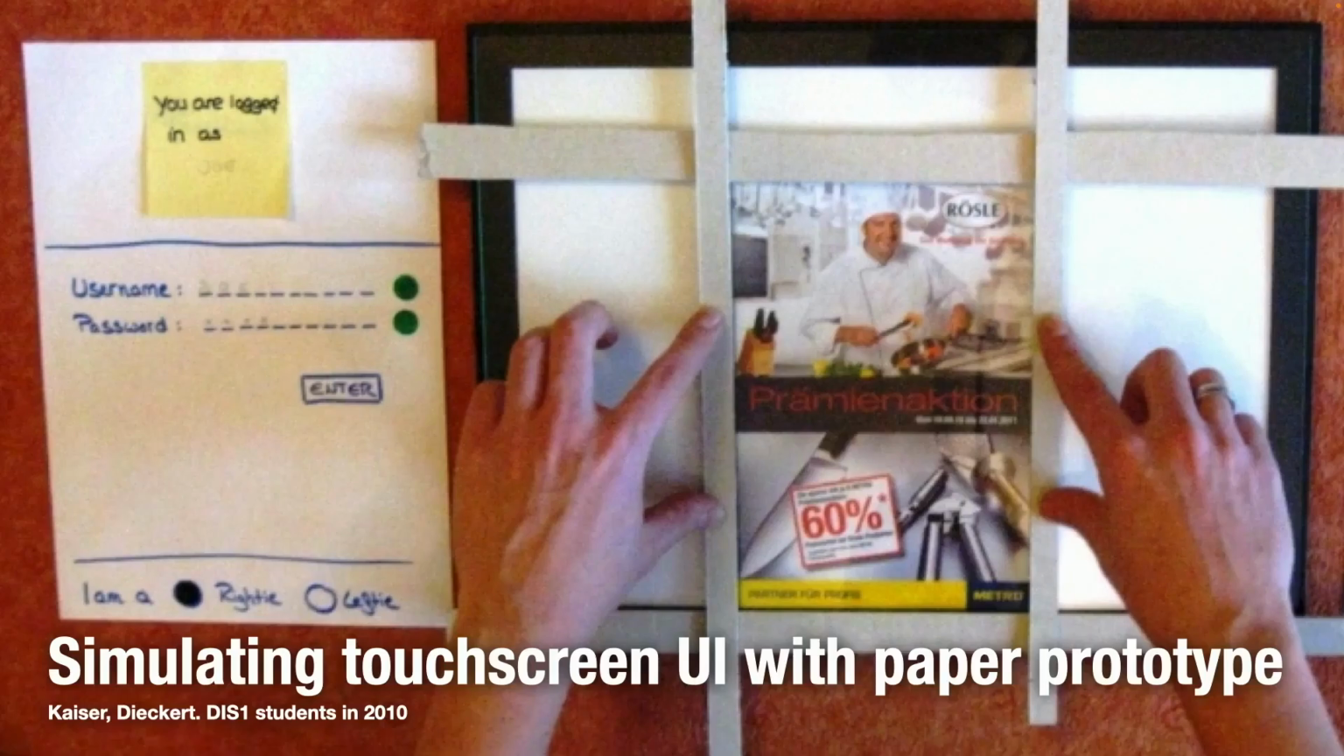Here's another one, also taken from DIS students, that was simulating a touchscreen UI with a paper prototype. The idea here was a user interface for a copy machine that would allow the user to manipulate what the copies should look like, like how the image that is being photocopied is being cropped. They actually used, as you can see here, separate pieces of cardboard to simulate the crop marks, and users can move these crop marks back and forth during the prototype test. That's the idea here with these little crops.